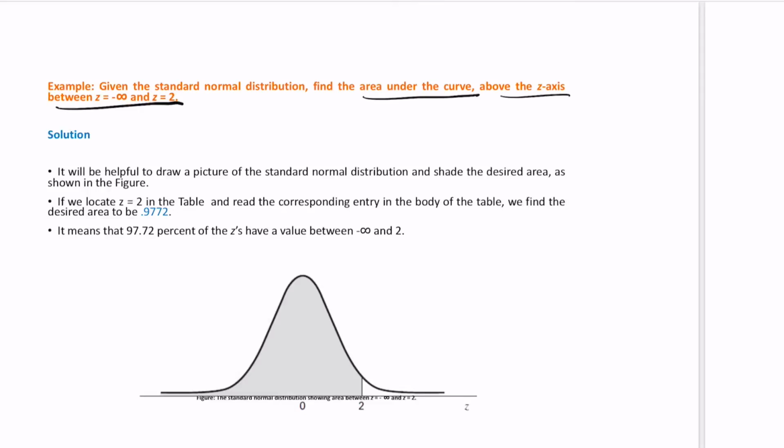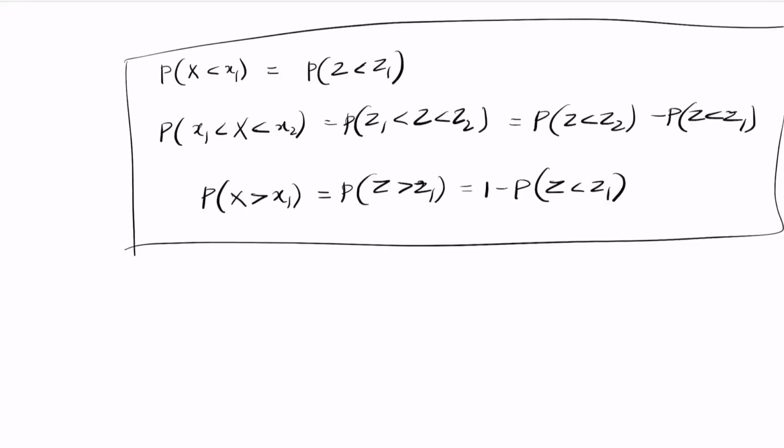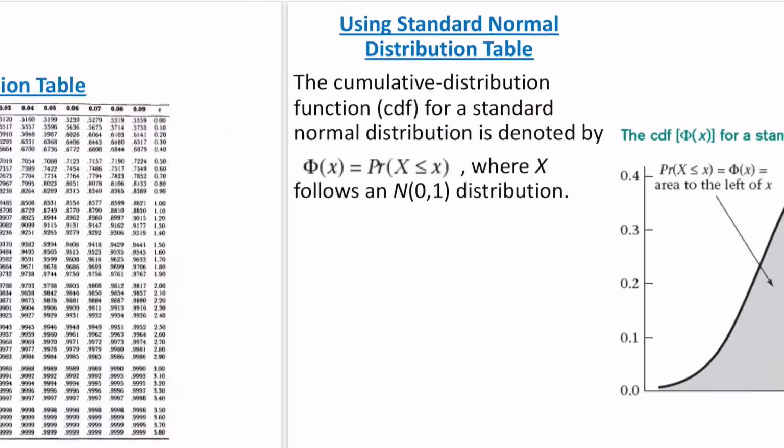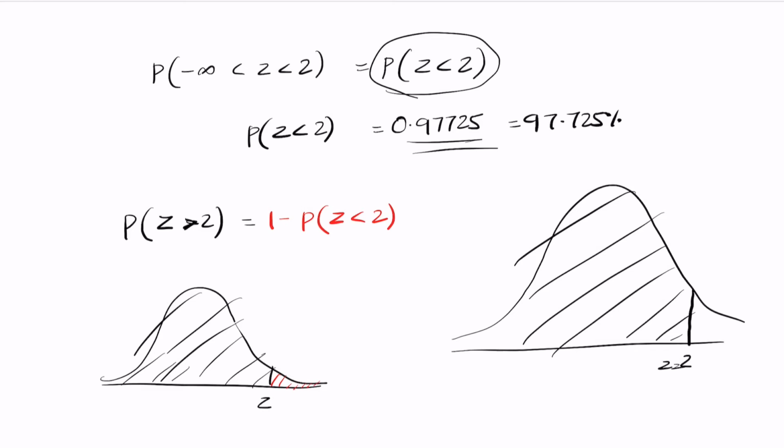Remember the formulas that I told you about. Use the formula here. When you write greater than, write it as 1 minus p of z less than. So how would you find it here? 1 minus p of z less than 2. The value is 0.97725. So use a calculator. The value is 1 minus 0.97725, so that value becomes 0.02275, or 2.275%. So this is the value of p of z greater than 2.